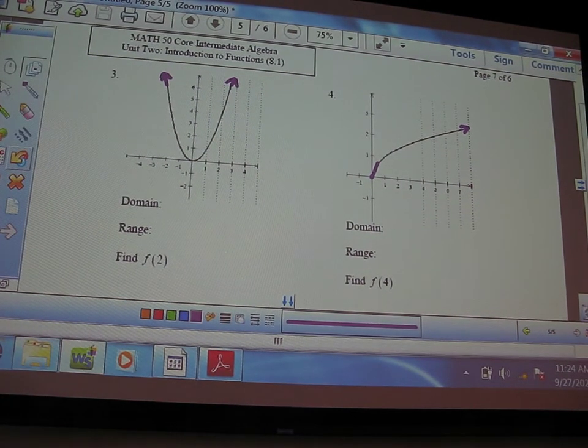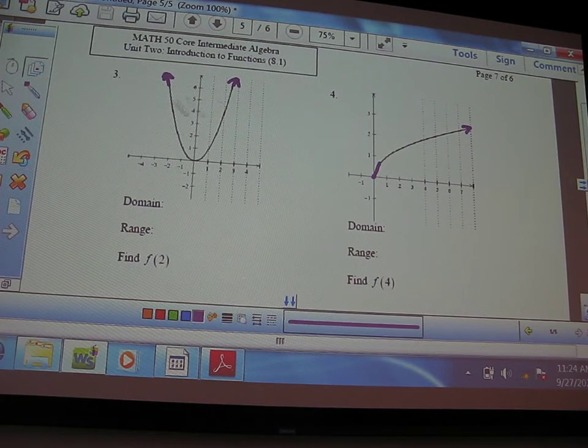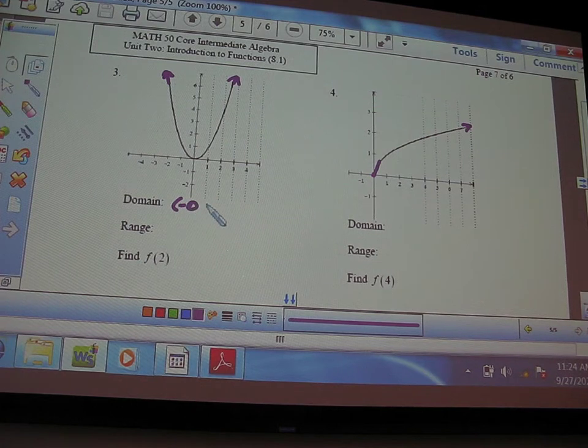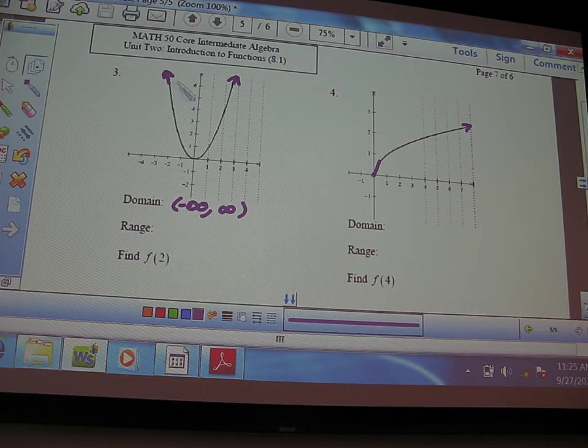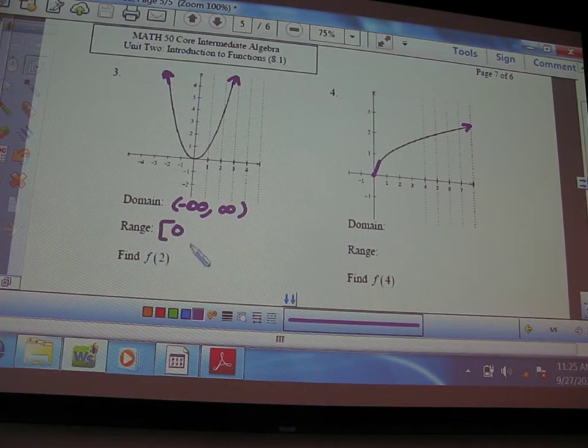Let's go ahead and check these out. All right, so my domain, the farthest left this goes, negative infinity. What's the furthest right it goes? Positive infinity, perfect. Or you could put all the numbers if you like. How about the range? What's the lowest it goes? 0. Yeah, as I travel along this line, the lowest I go is 0. Can I equal 0? Yes, so is it going to be square bracket or rounded bracket? Square bracket. What's the highest I go? Infinity. Great.